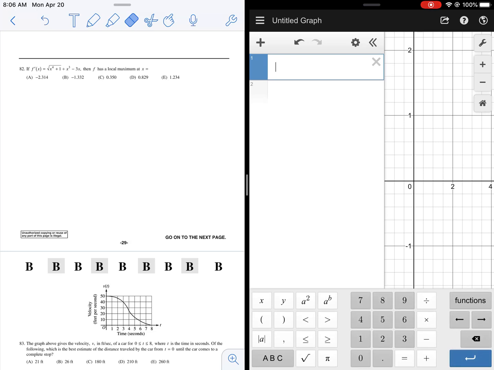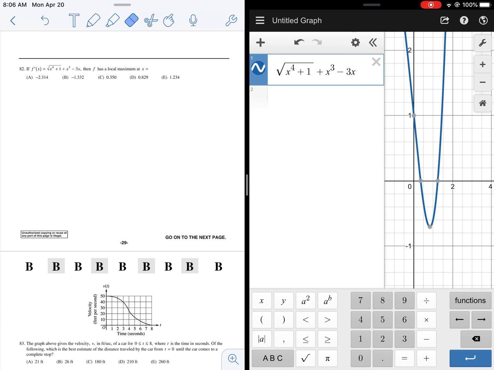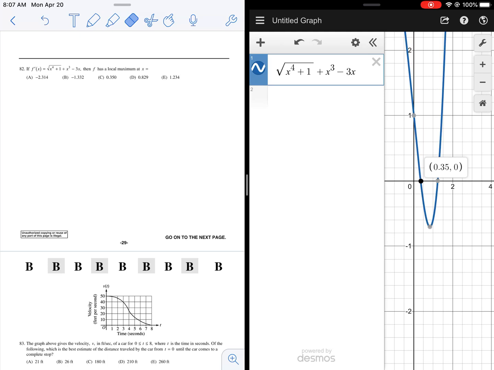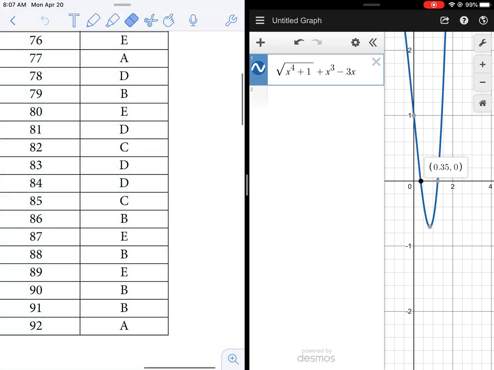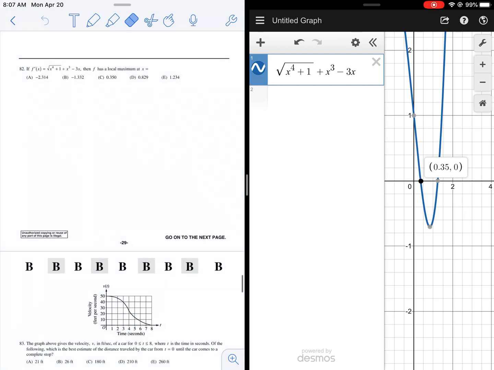We have the square root of x to the 4th plus 1 plus x cubed minus 3x. So we're looking for a local maximum where it crosses from above the x-axis to below, and it looks like it's at 0.35. So 82 should be C, which it is.